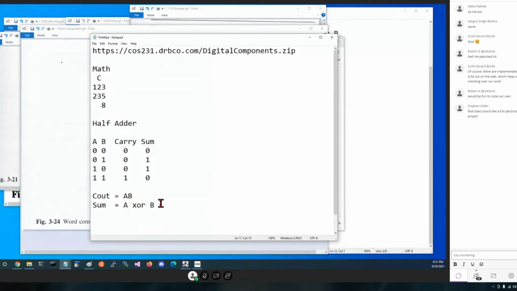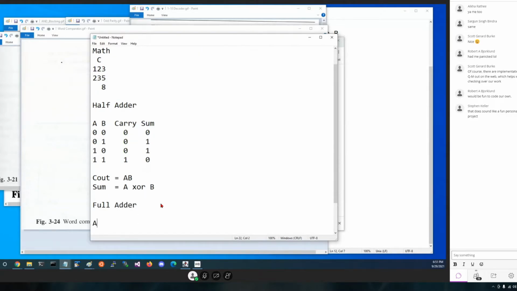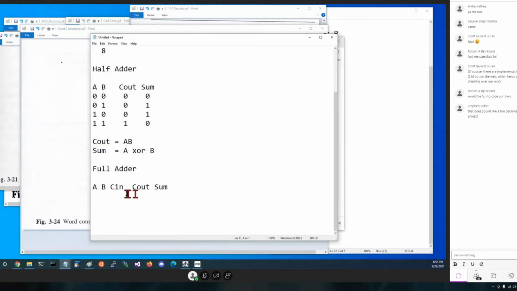Let's work through the other columns. The other columns are called full adders. It's going to have an A, a B, a carry in. It's going to produce a carry out and a sum. Let me change this to say C out so that it matches everything else we're doing. So there's three inputs, so we know this is going to have 8 lines in the table.